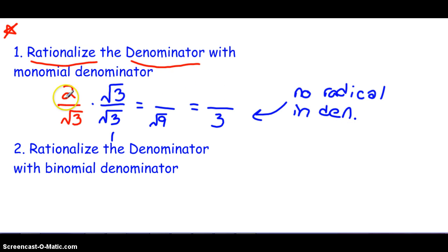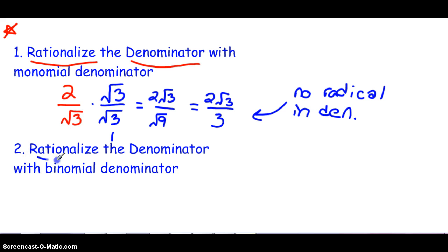In my numerator, I'm going to have 2 multiplied by root 3. So I will have 2 root 3. And again, just keep it as 2 root 3. But my whole goal was to get rid of the radical in the denominator. All right? And this is when I have a monomial denominator. That just means when I have one term in the denominator.